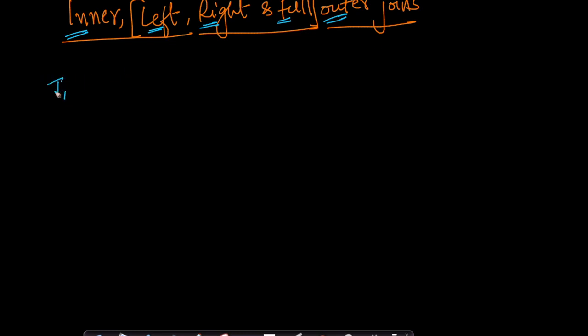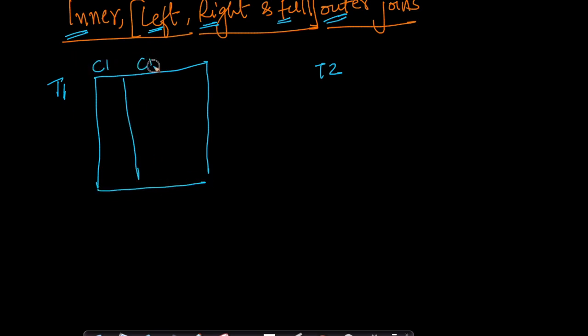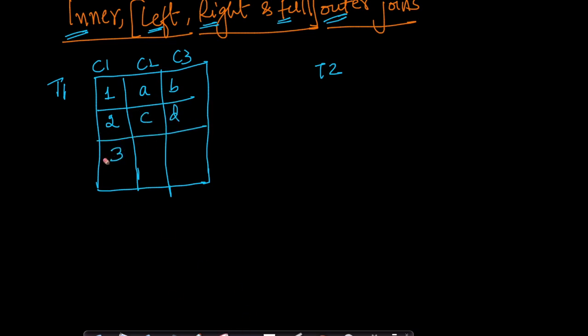So imagine I have two tables, T1 and T2. Let's construct a toy example so that it's easier to understand. Let's assume I have columns C1, C2, and C3. We'll build this example as we go. Let's assume I have 1, AB, 2, CD, let's just skip 3 here, 4, EF, 5, GH. Let's assume this is my table 1.